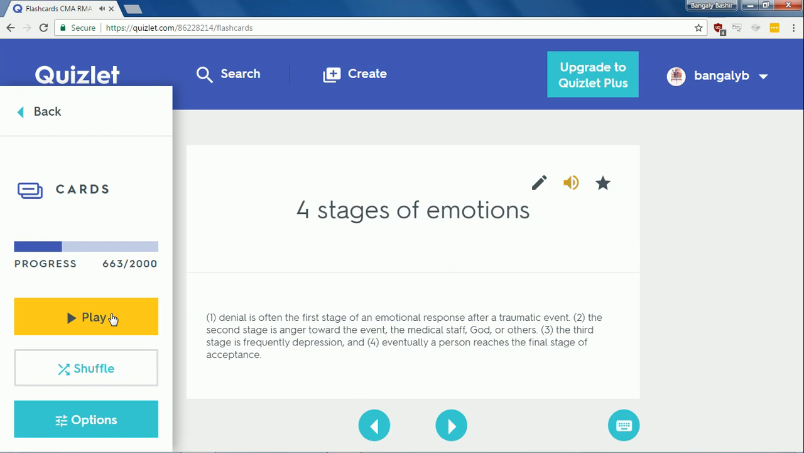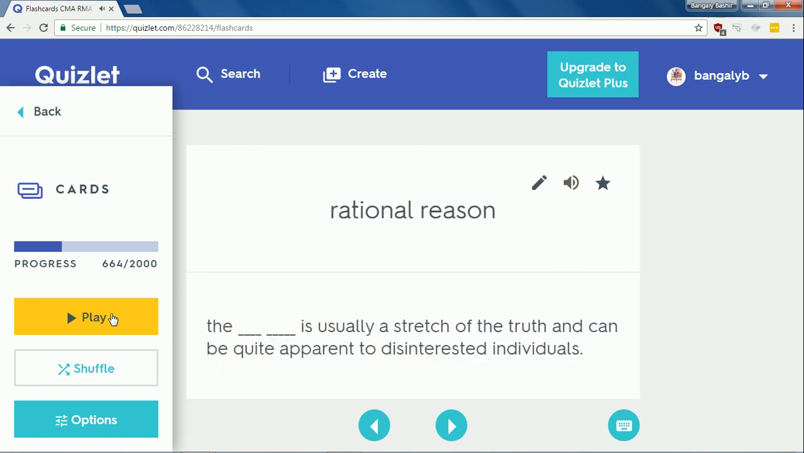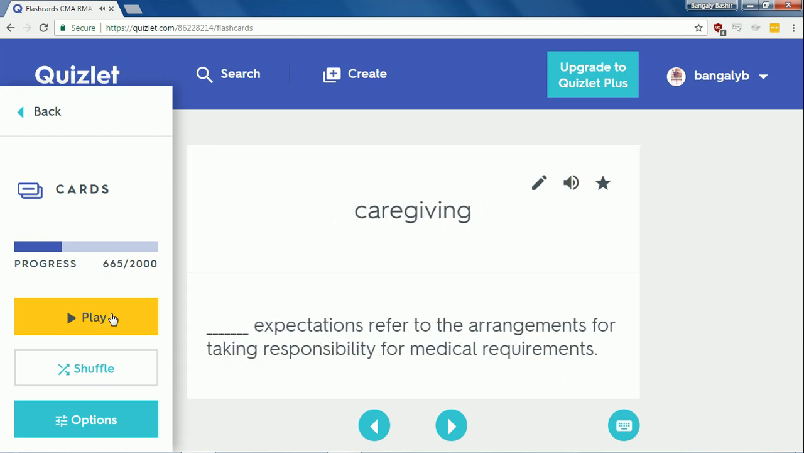Four stages of emotions. Denial is often the first stage of an emotional response after a traumatic event. The second stage is anger toward the event, the medical staff, God, or others. The third stage is frequently depression, and eventually a person reaches the final stage of acceptance. Rational reason. The rationalization is usually a stretch of the truth and can be quite apparent to disinterested individuals. Caregiving. Caregiving expectations refer to the arrangements for taking responsibility for medical requirements.